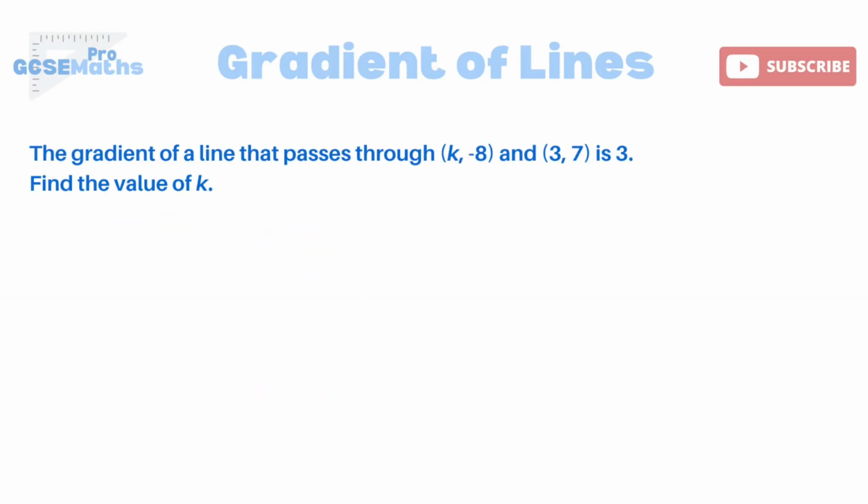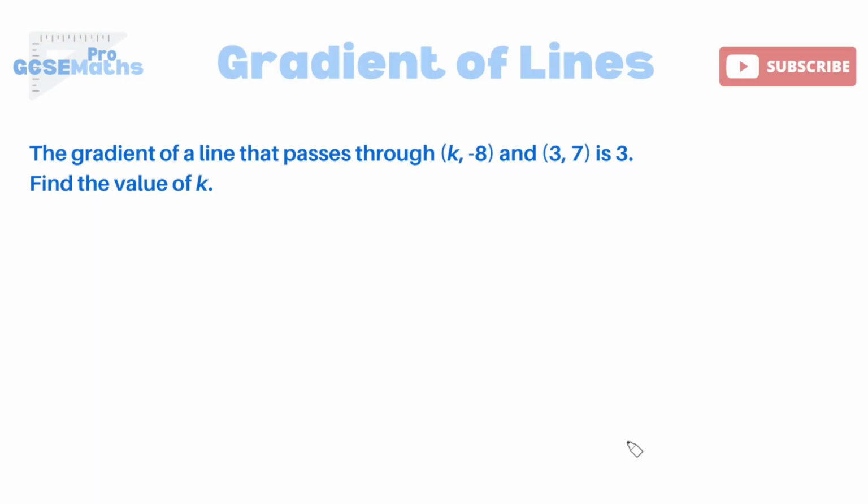Okay, final question. This is leaning, I guess, more so to maybe higher tier. We're going to use our formula to maybe work backwards. So in this case, the gradient of a line that passes through k, minus 8 and 3, 7 is 3. Find the value of k. So here we've actually been told the gradient. So we've been told effectively the answer, haven't we? And the bit that's missing is one of the coordinates.